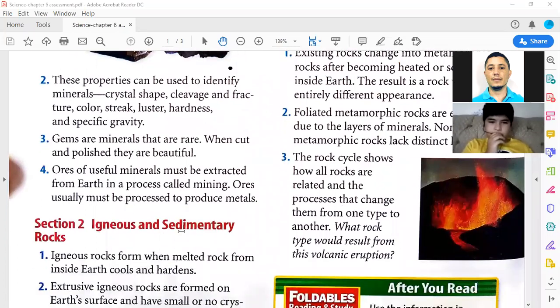These properties can be used to identify minerals, crystal shape, cleavage and fracture, color, streak, luster, hardness, and specific gravity. Thank you very much. Mister, So, yes.